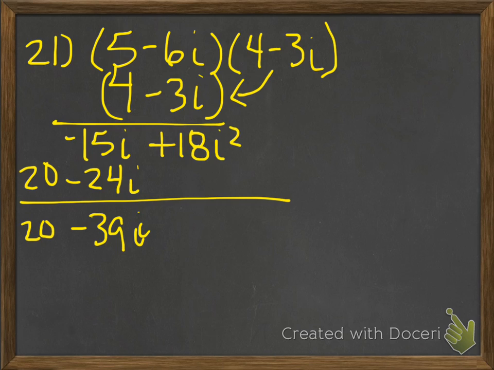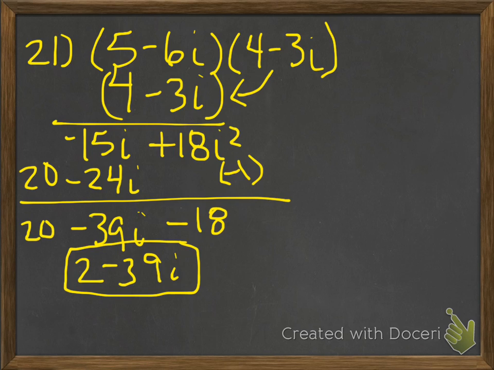And then 18i squared would become, i squared is negative 1, and so that would become 18 times negative 1, which is minus 18. Combine your like terms, you'll have 20 minus 18 would be 2, minus 39i. Okay. Practice that. Hopefully there are no questions, but just feel free to ask.